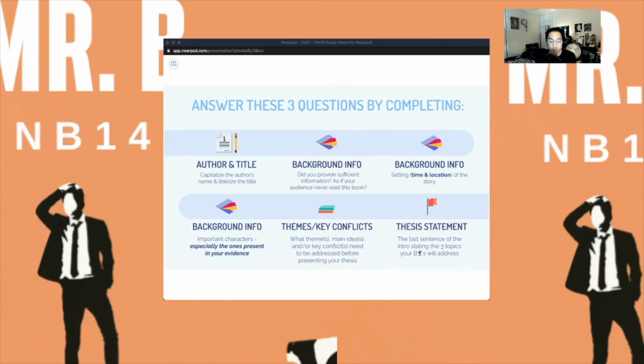And then lastly, there's your thesis statement. This is going to be the last sentence of the introduction, stating the 3 topics your body paragraphs will address. And so those 3 topics, let's just use prompt number 2 again. You're going to talk about institutional, interpersonal, and internalized oppression. Pretty clear, right? After your intro, there's going to be 3 paragraphs about each of those topics.